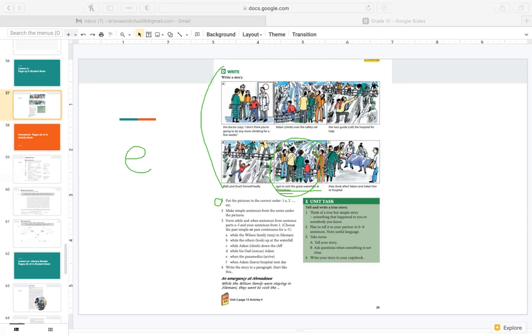What did Adam do? This is the boy Adam. He climbed over the safety rail. So next, B. What happened next? He climbed over, but then he fell and hurt himself. D. What happened after D?